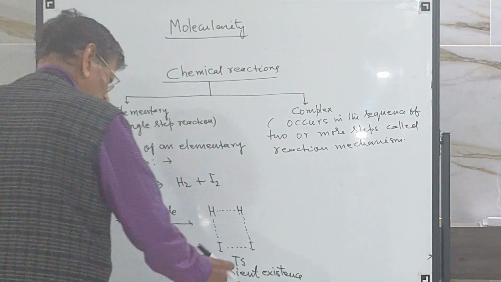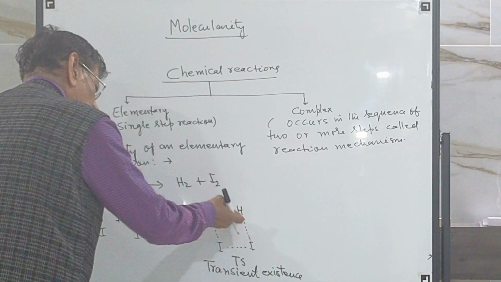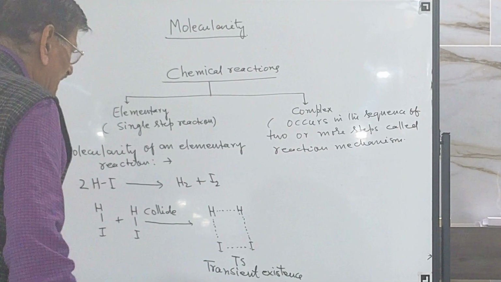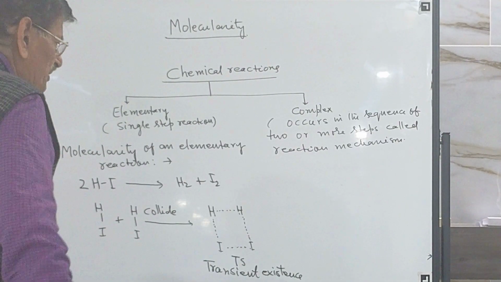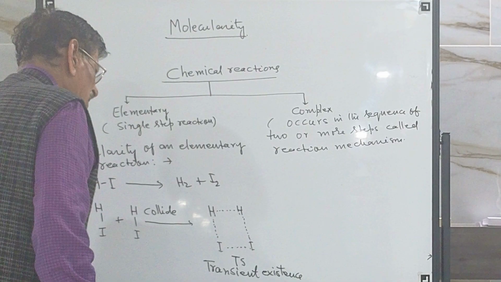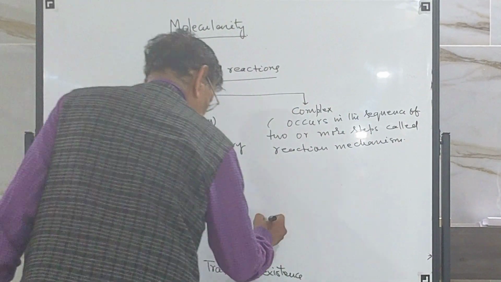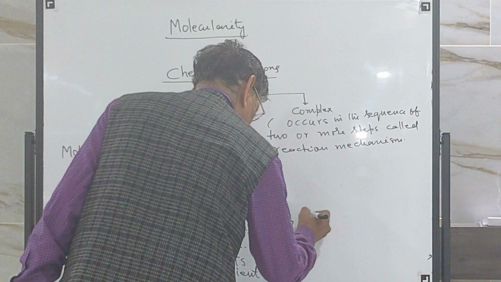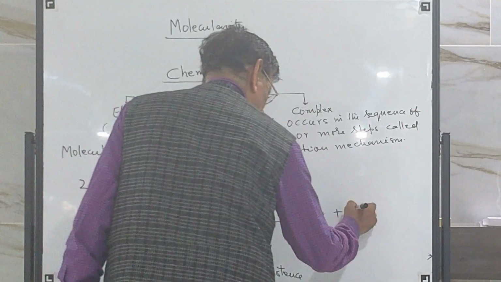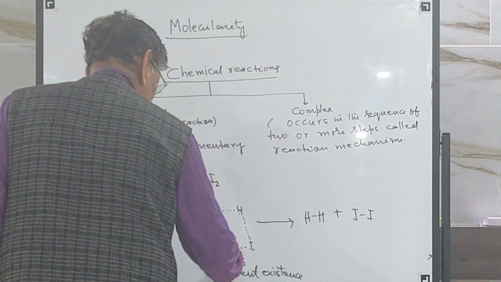Now, transient existence is because of the very high energy of this. This energy is actually vibrational energy of the molecule, and because of very high vibrational energy, the vibration is very strong, and as a result of vibration, the molecule breaks into pieces, that is, breaks into product. So this converts into product, H2 plus I2.